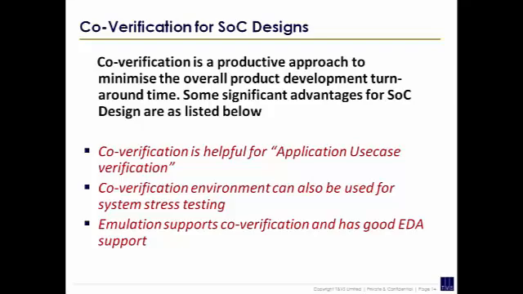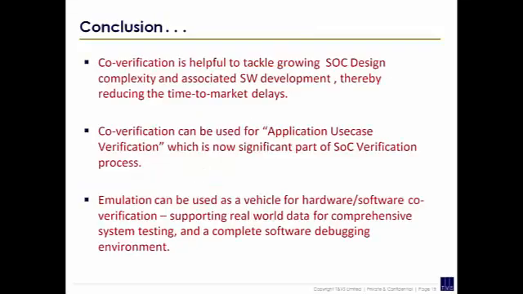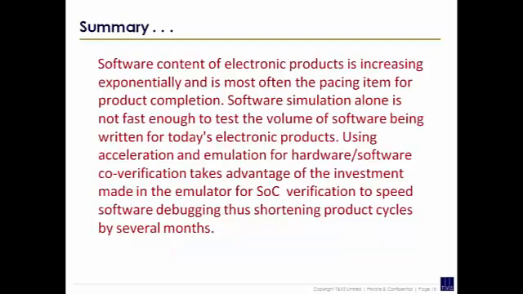This is the conclusion and this is the summary. Software content of electronic products is increasing exponentially and is most often the limiting item for product completion. Software simulation alone is not fast enough to test the volume of the software being written for today's electronic products. Using acceleration and emulation for hardware software cooperation takes advantage of the investment made in the emulator for SoC verification to speed software debugging, thus shortening product cycles by several months.